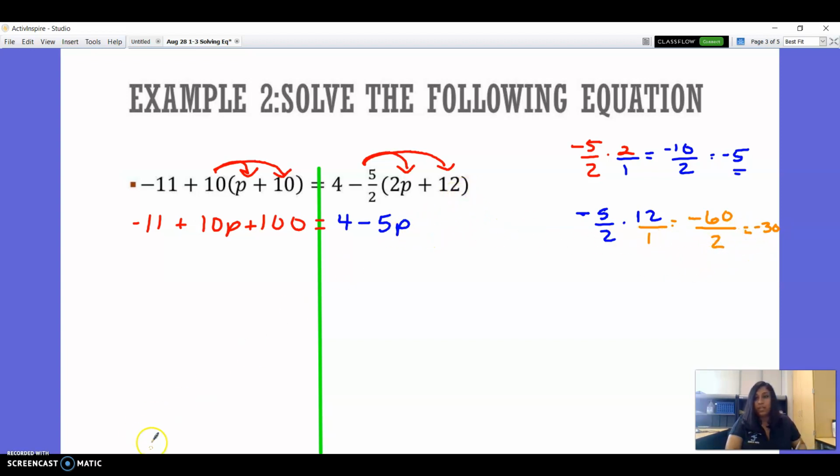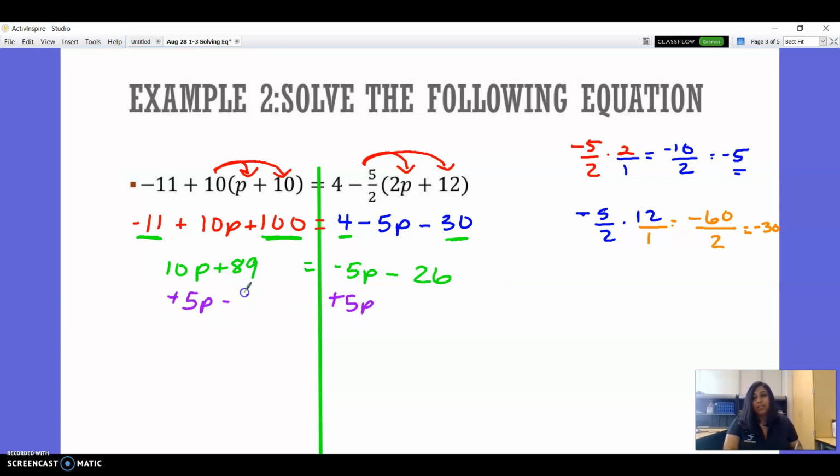Okay, so then this would be minus 30. Okay. Now from here, we can combine here as well, negative 11 and 100. So that'll be 10p plus 89 is equal to, and here we can combine the 4 and the negative 30, negative 5p minus 26. All right, we can't combine anything here or here, so now we're going to get the variable on the same side.